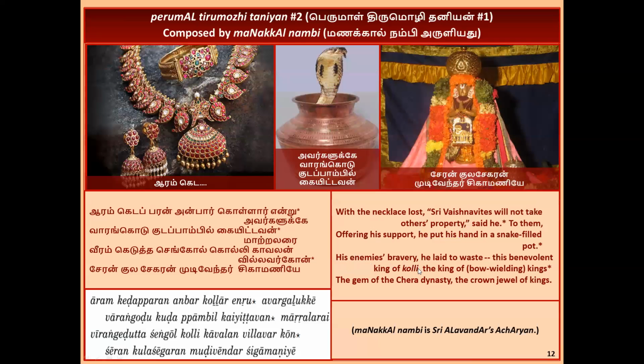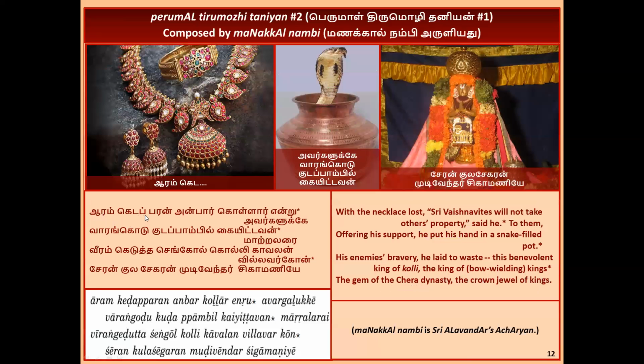And then the next lines talk about his bravery, his enemy's bravery. Remember, he was a king. He was a king who was able to annex the kingdoms of the Chola and the Pandya kings as well. So obviously he was a brave king. So his enemy's bravery he laid to waste. So in other words, he conquered his enemies. That's what it effectively means. And he was a benevolent king of Kolli. Kolli is the capital of the Chera kingdom. And he was also the king of kings. Okay, so you will see that there's a way it says that. And he was the gem of the Chera dynasty and the crown jewel of kings. Okay, so that's the meaning.